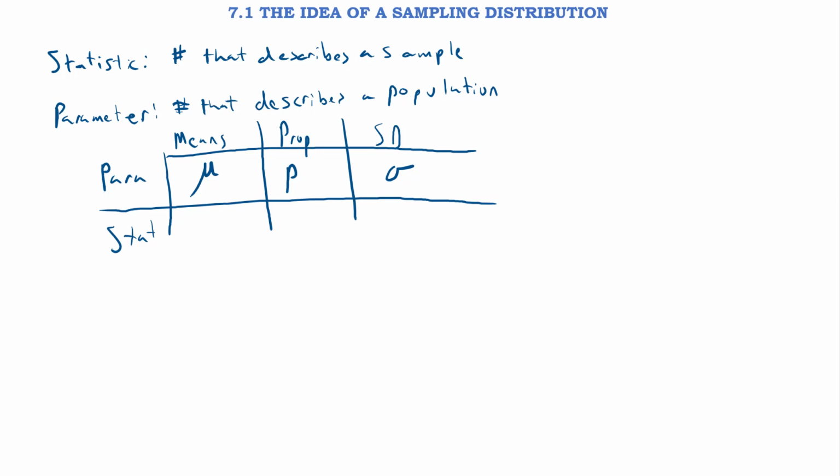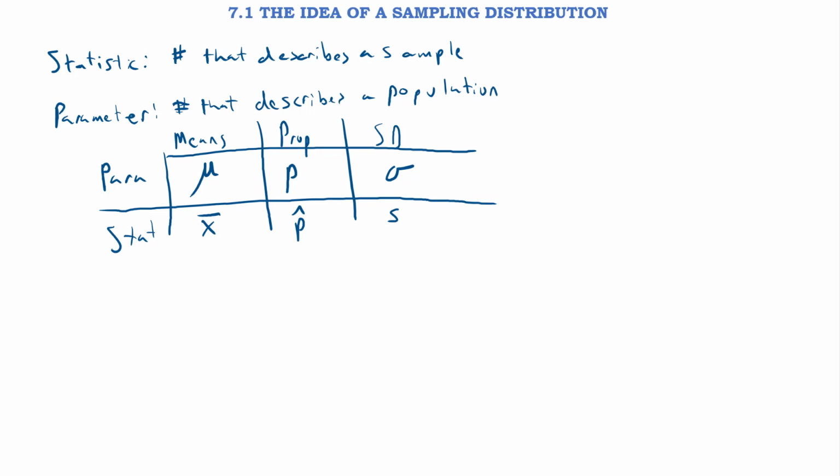Okay. Now, the number that describes a sample, statistic-wise, your x bar is going to be your mean. For the proportion, you're going to have a p hat. And for your standard deviation, you can simply label that as an s. Okay, so again, parameter is the number that describes a population, statistic is the number that describes a sample. Therefore, these are the symbols you'll use to differentiate between the two when you're dealing with a problem, okay?